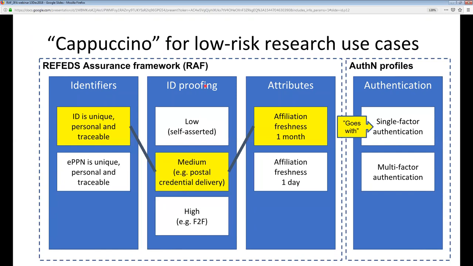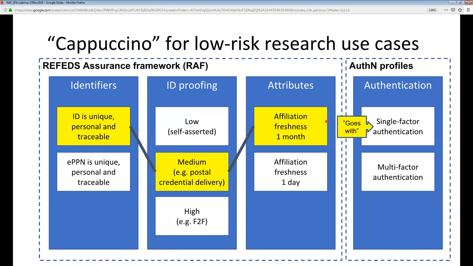And we think the Cappuccino profile is something that should be enough for low-risk research use cases based on the analysis the AARC2 and AARC1 projects did a couple of years ago. If the user qualifies to ID unique and medium level of ID proofing and affiliation freshness 1 month, the user identity qualifies also to Cappuccino level.